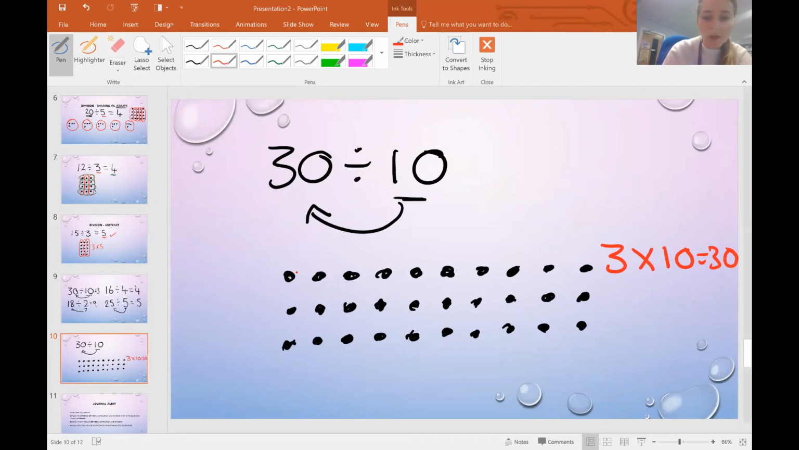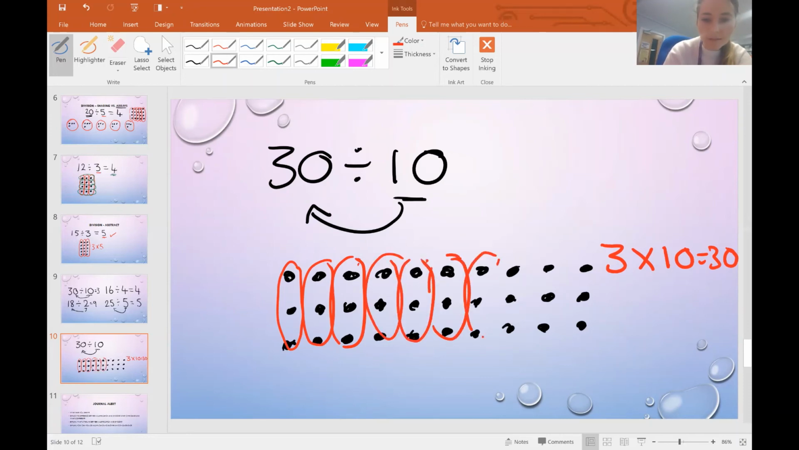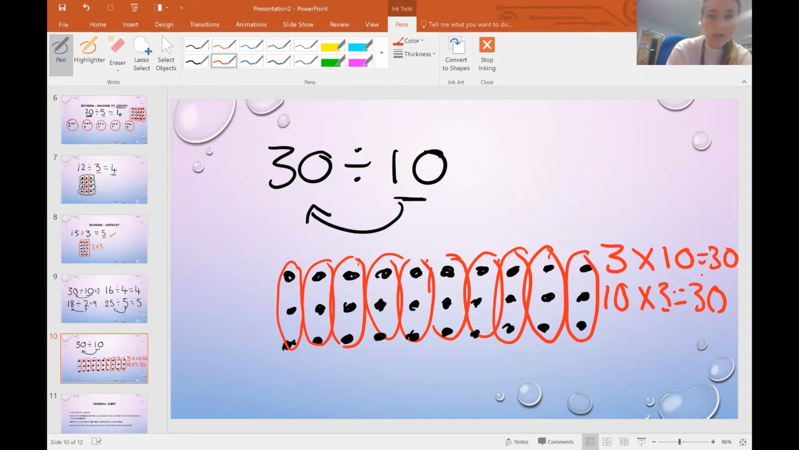Okay. It also shows that we have got 10 lots of 3. See? 1, 2, 3, 4, 5, 6, 7, 8, 9, 10. So it also shows that we have 10 lots of 3, which equals 30. It also shows 30 divided by 10, because we've got 30 and we have split that into 10 equal groups, and there's 3 in each group. Can you see? So we had our 30 and here are our 10 groups. So it actually also shows 30 divided by 10 equals 3. There is 3 in each group.